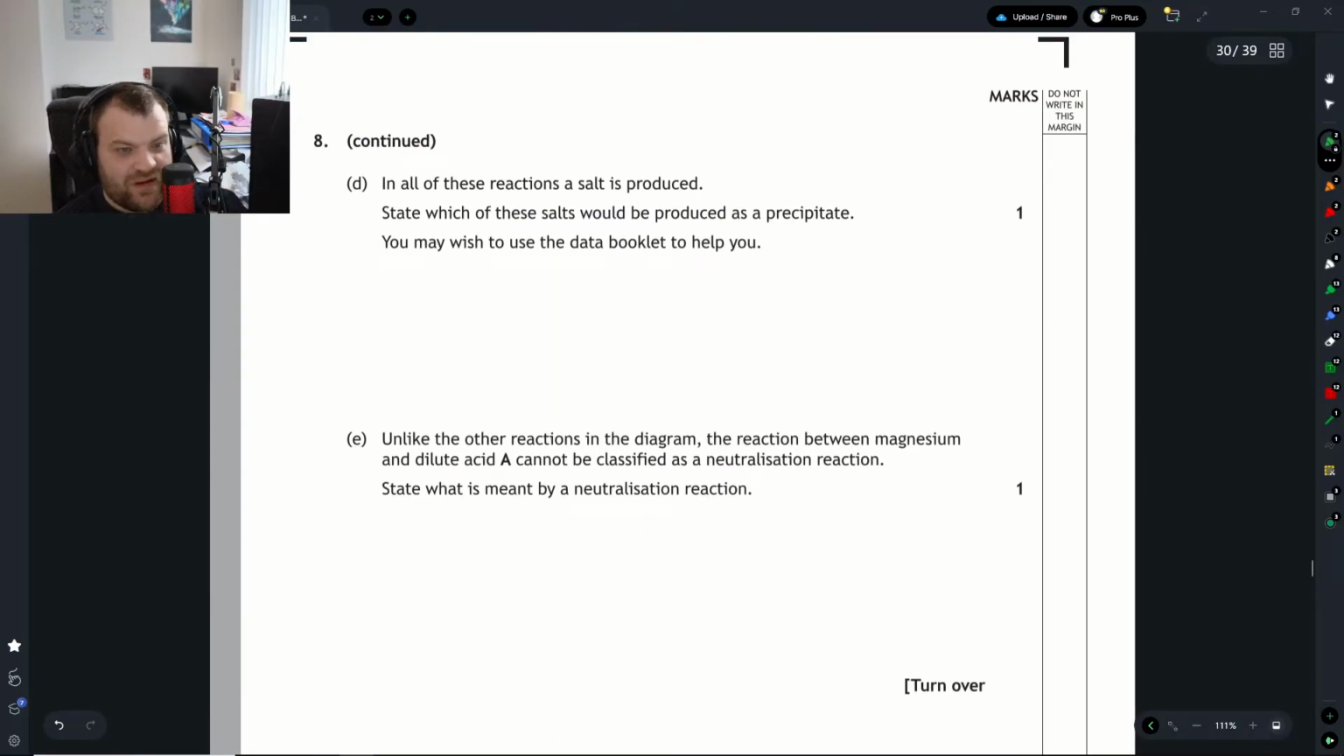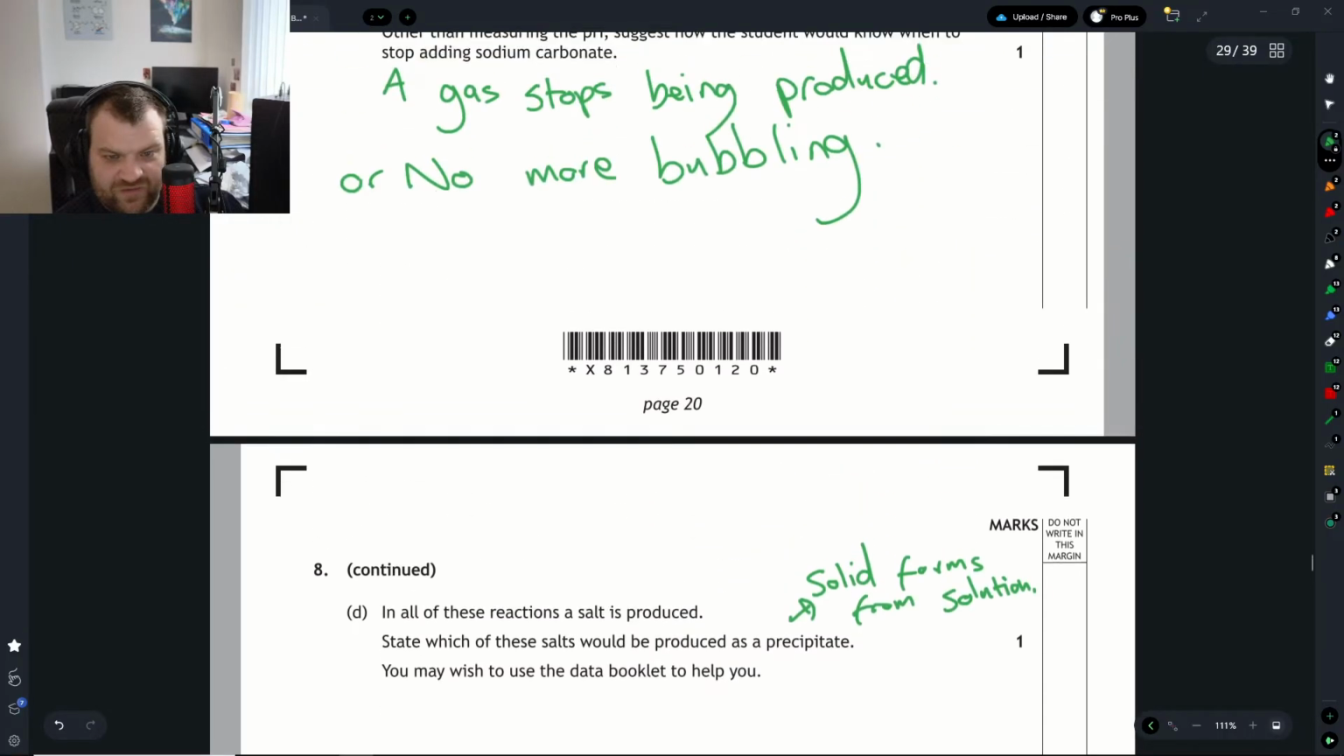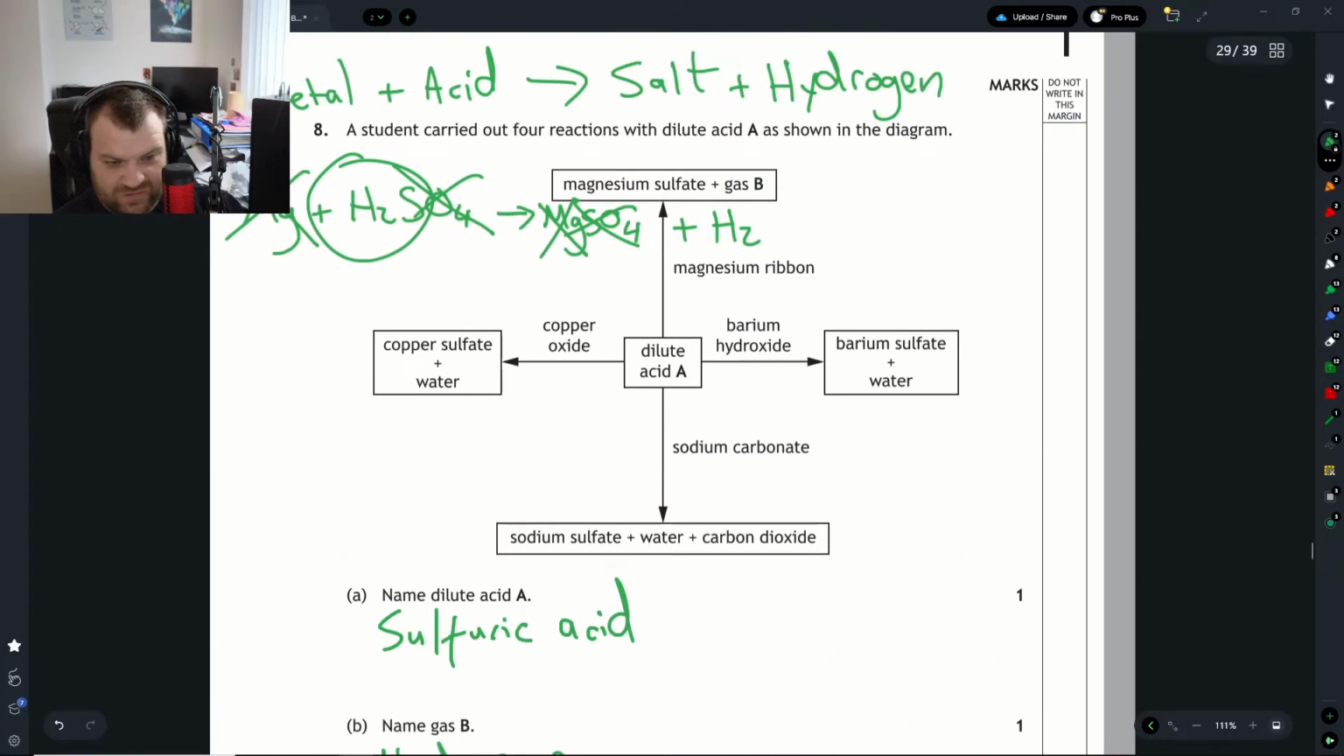Next up, in all of these reactions, a salt is produced. State which of these salts would be produced as a precipitate. Precipitation is when a solid forms from solutions. Let's try and identify the salts that we've got. So we have got 4 options here. Got magnesium sulfate, barium sulfate, sodium sulfate, and copper sulfate.